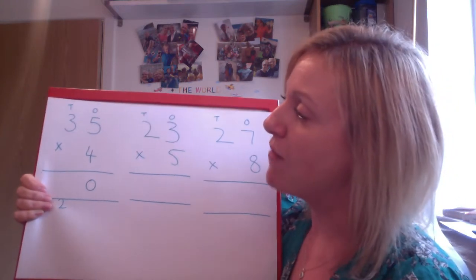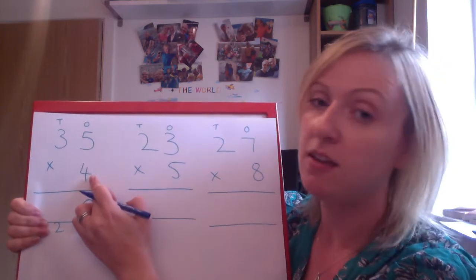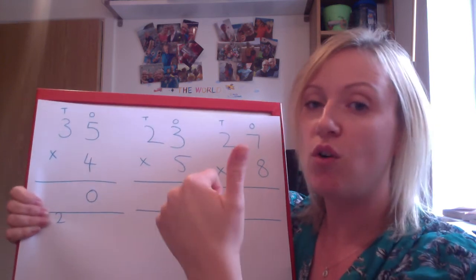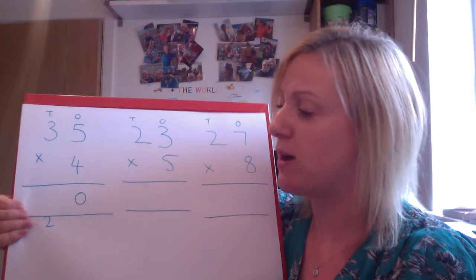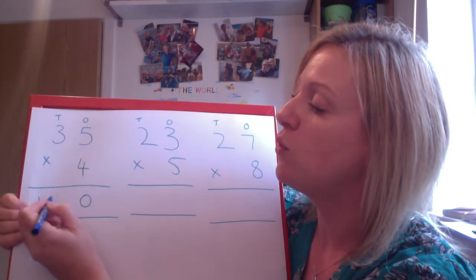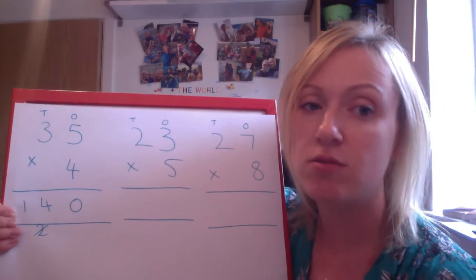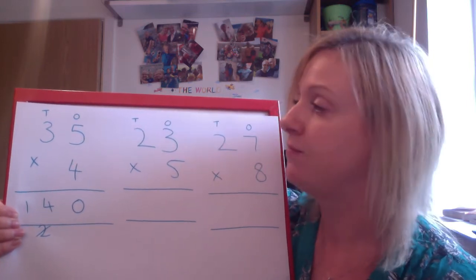Now I've got 3 times 4 because I'm multiplying across here. 3 lots of 4. Should we count in fours? 4, 8, 12. Brilliant. I've got 12, but I've now got to add on my 2 at the bottom. 12 add 2 gives me 14. And I'm going to cross that off at the bottom. So my answer now is 140. 35 times 4 is 140.